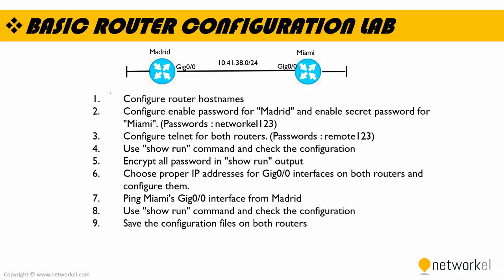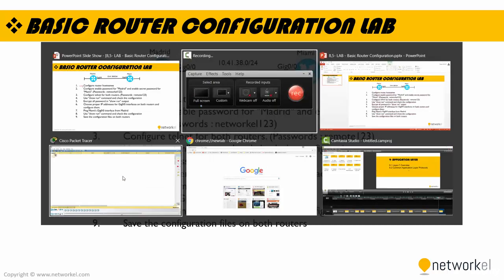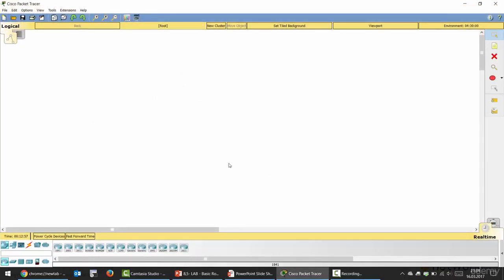We are going to go step by step, and in the first step our lab says to configure router host names. First let's set this lab up in Packet Tracer, then configure the host names as shown in the figure. I'm switching to Packet Tracer. I need to take 2 routers.